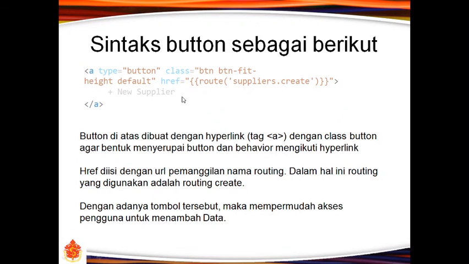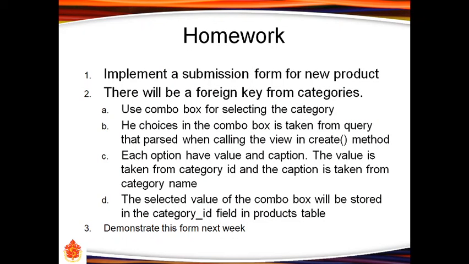Okay, and this is the last of our exercise before we move to the framework. For the homework, please implement a submission form for products. As we know, there is a foreign key in product, a foreign key from categories. Use a combo box for selecting the categories.